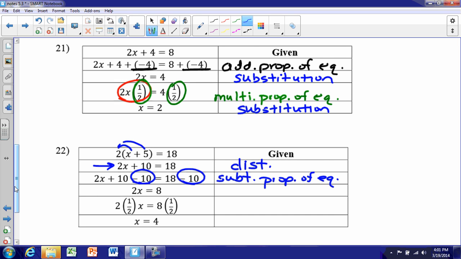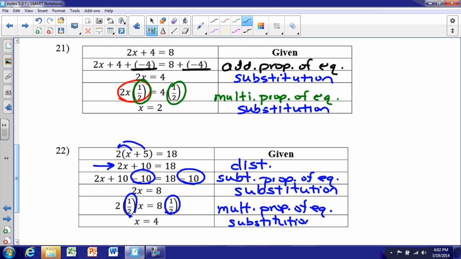Well, then it looks like terms have been put together, and we've simplified, so that's substitution. And then, just like in the last one, we've multiplied by the same number on both sides. So that's the multiplication property of equality. And then it looks like we've simplified again. So that is substitution. Okay? Just a few more.